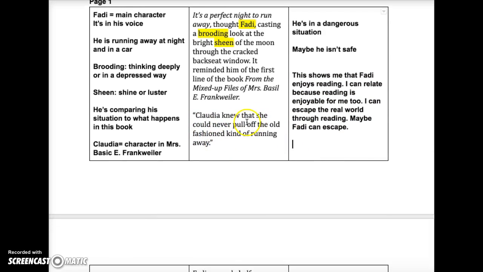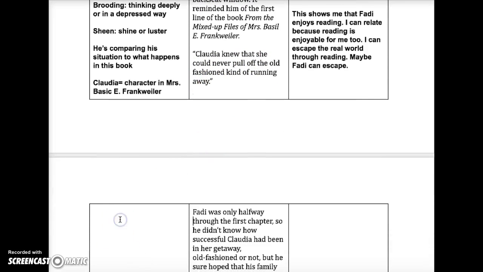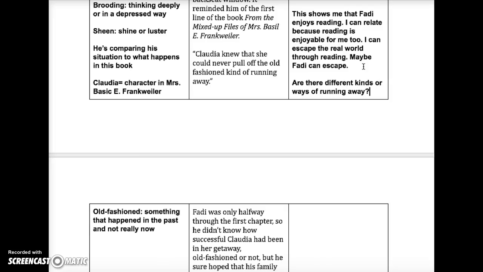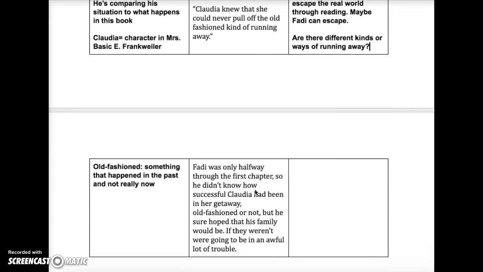So he also mentions the old-fashioned kind of running away. I know old-fashioned means something that happened in the past and not really now. So my question is, I don't really know what that is, old-fashioned running away. So are there different kinds or ways of running away? Fadi's running away in a car. So this is something that we'll just have to keep on exploring and predicting. We're not sure right now.